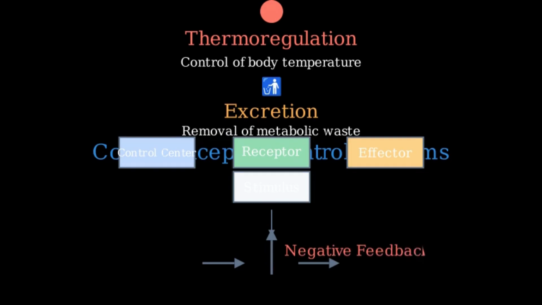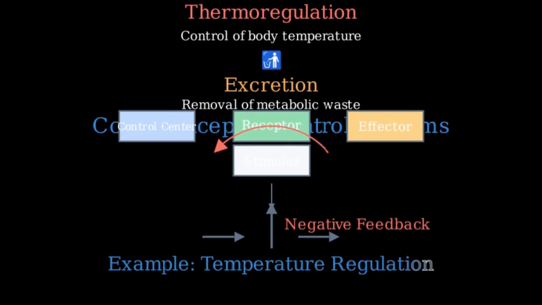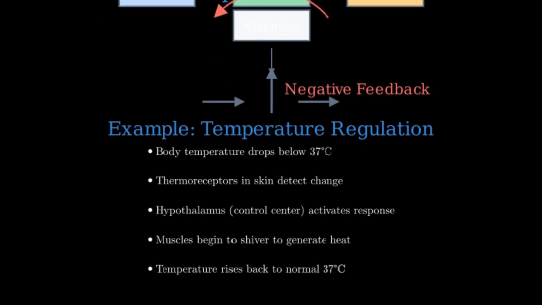The most important mechanism for maintaining homeostasis is negative feedback. This is a critical concept. Negative feedback is a corrective mechanism where the effector's response negates or reverses the original stimulus. Think about it: if your body temperature drops, the negative feedback response is to raise it back to normal through shivering. If your blood sugar rises, the response is to lower it. The system always works to oppose the change. This is the essence of maintaining balance.